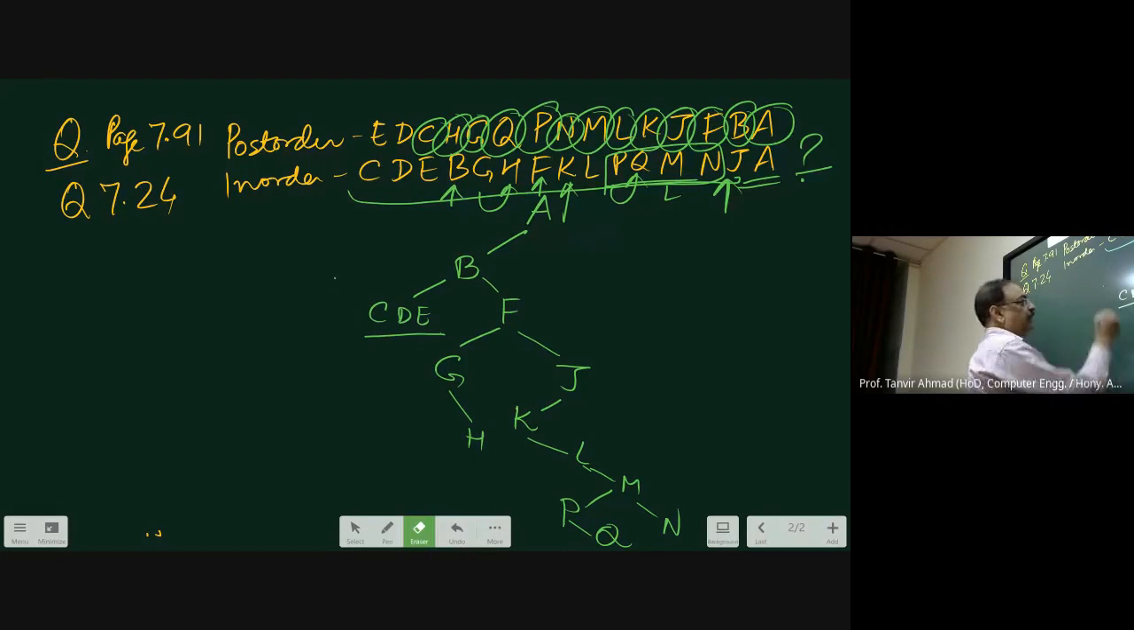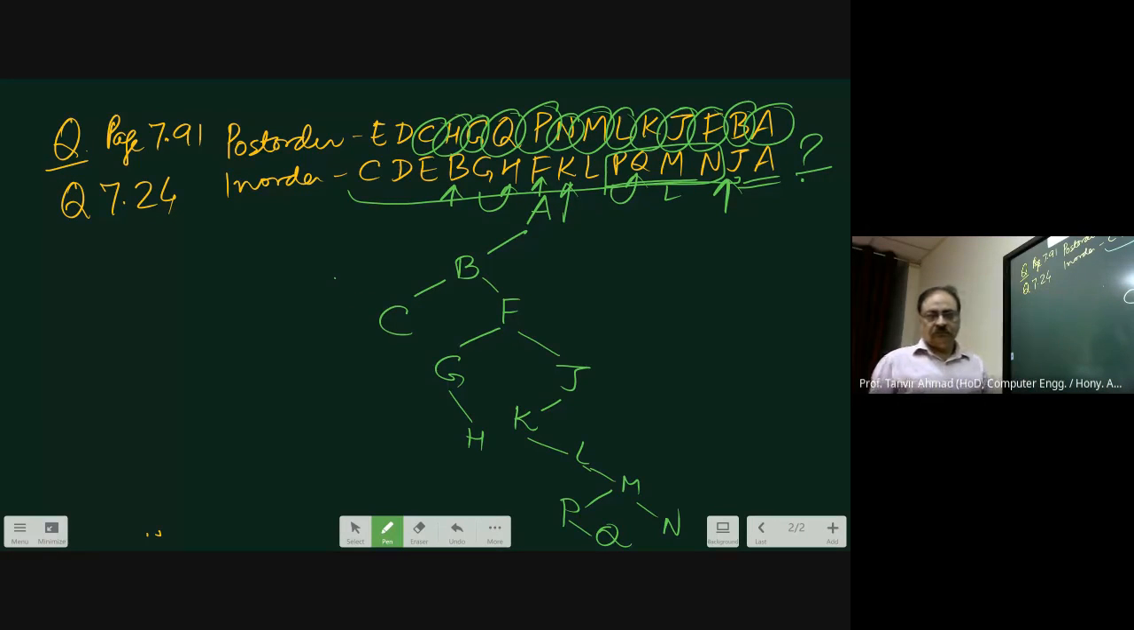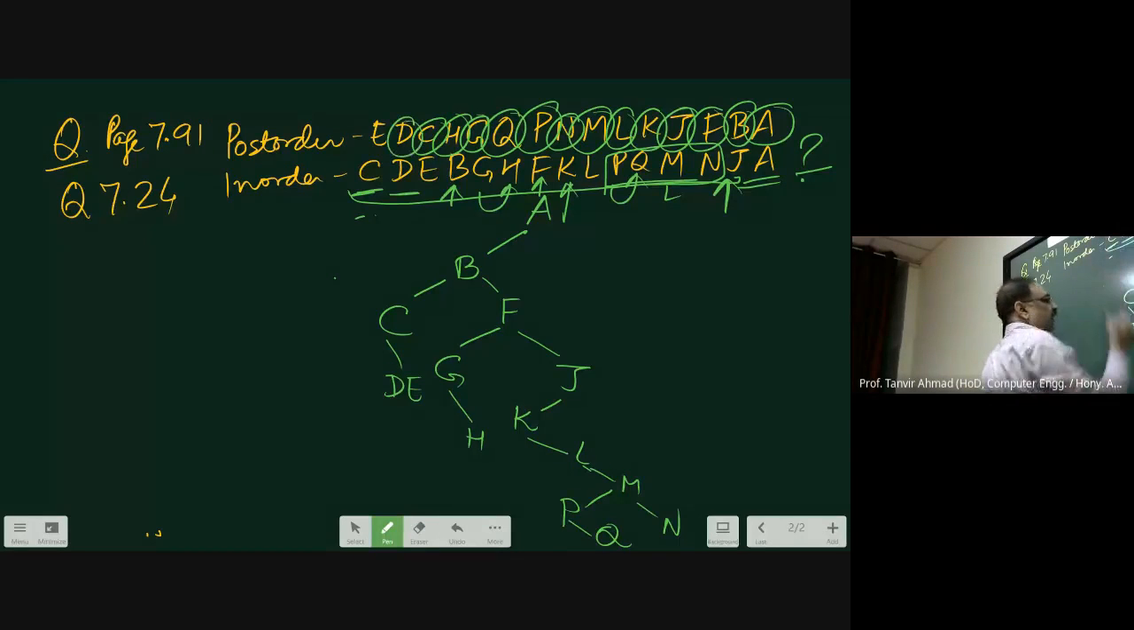That means now C becomes the root. Now check C. D is in the right of C, therefore D will come here. Because there is nothing left of C. Then you check D. From here, D will become the root. Now E is in the right of D. Therefore, this will now go.